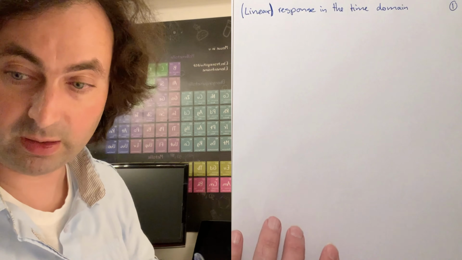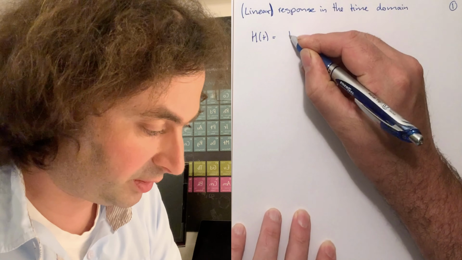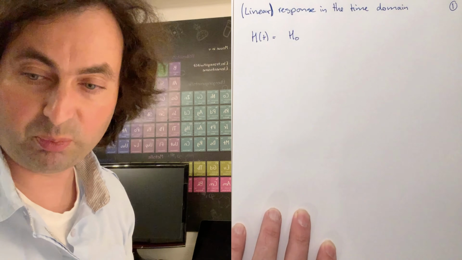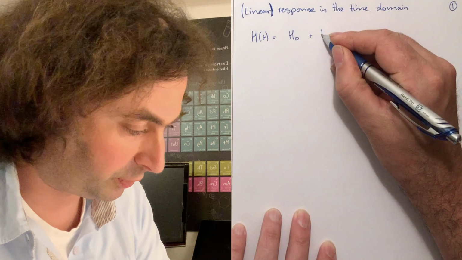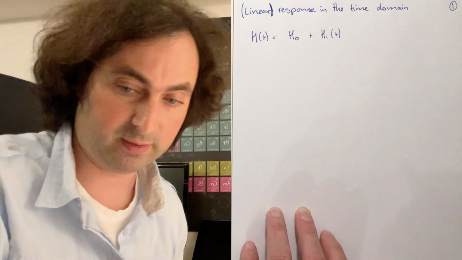And for that we start with a time-dependent Hamiltonian, which is given by a time-independent Hamiltonian and a small perturbation, in which we will make an expansion, which is the time-dependent Hamiltonian.